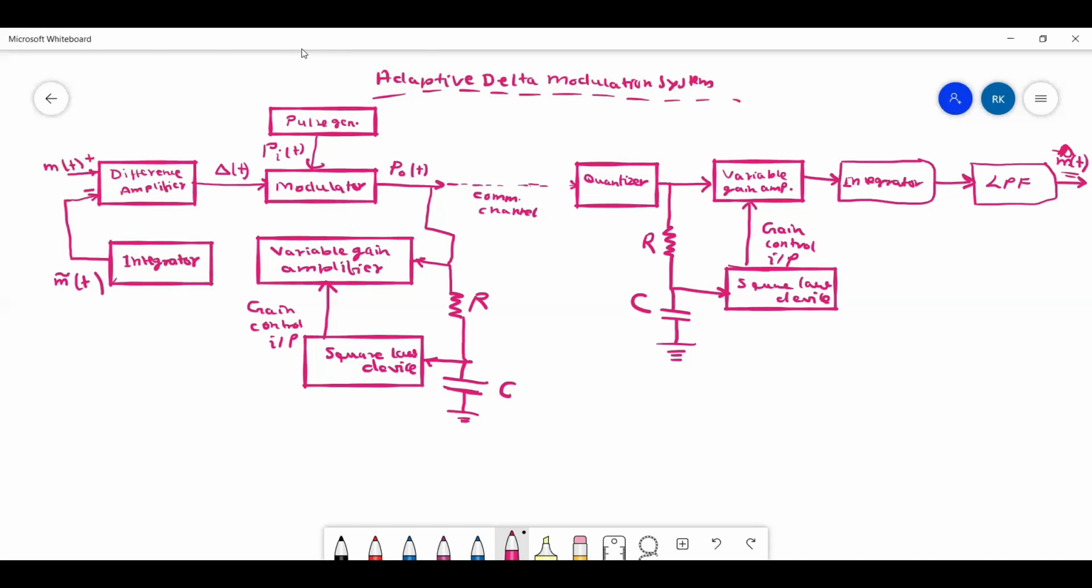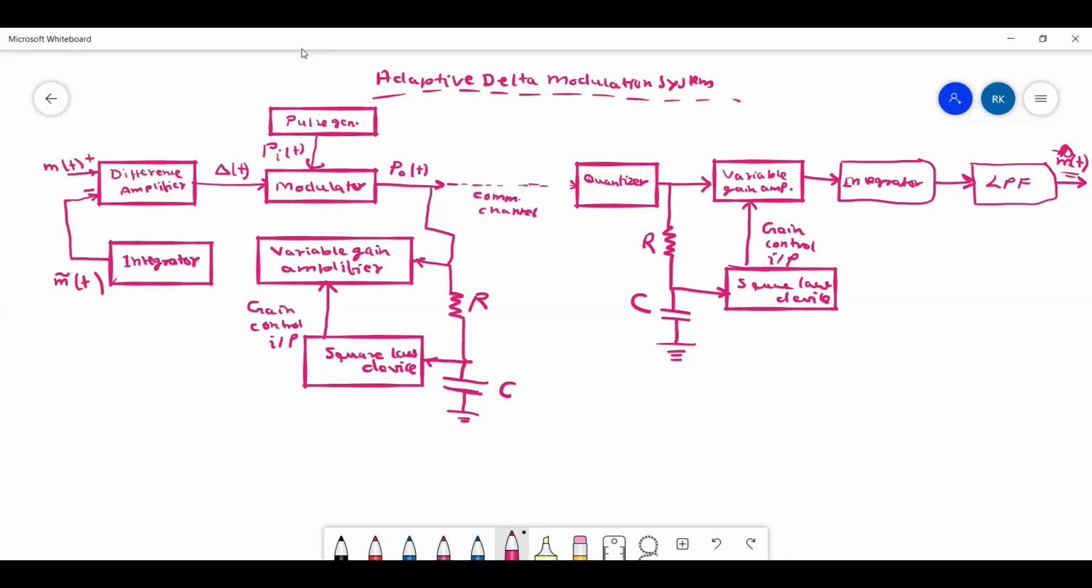That solves the problem associated with conventional DM system when the step size is not adaptive. This easy implementation using a simple RC circuit and a square law device makes the step size adaptive, and it overcomes the limitations posed by traditional delta modulation system.